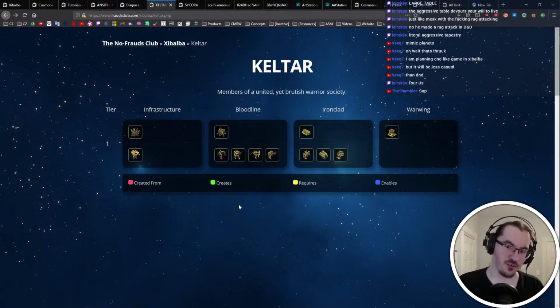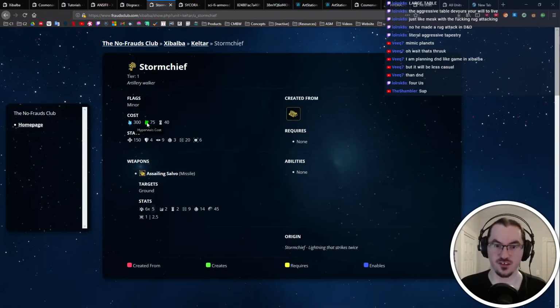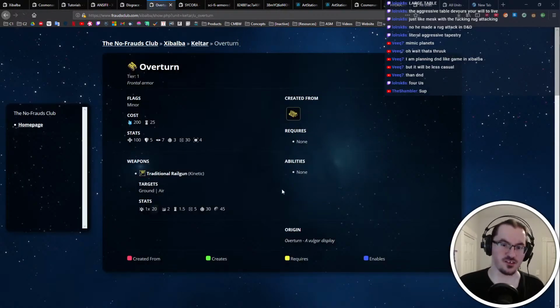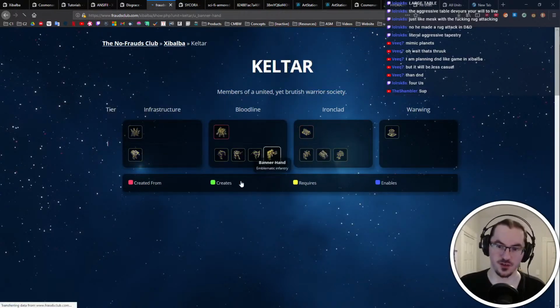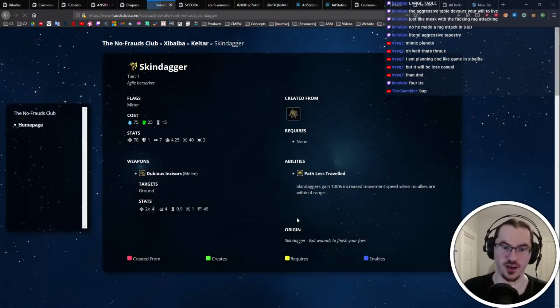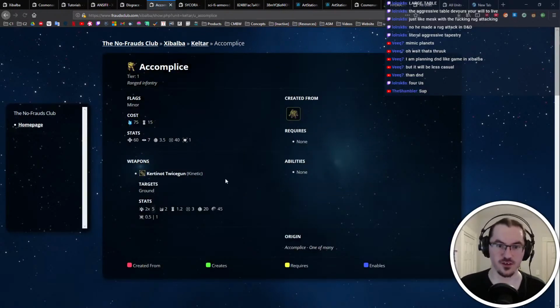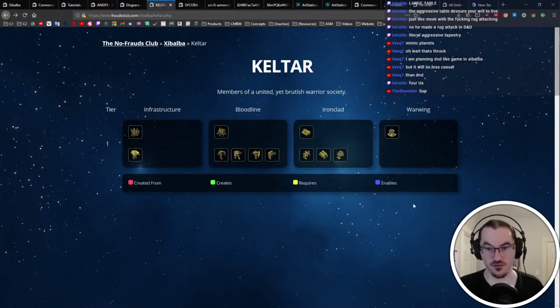These guys are very predominantly Magmite heavy in the early game. So much so that I think the most expensive unit in terms of gas cost is the Storm Chief, and it only has 75 Hypervials. The Iron Path and Overturn are both Magmite only. The Banner Hand is 50 Hypervials. The Skin Dagger is 25. And the other two units are 75 Magmite.